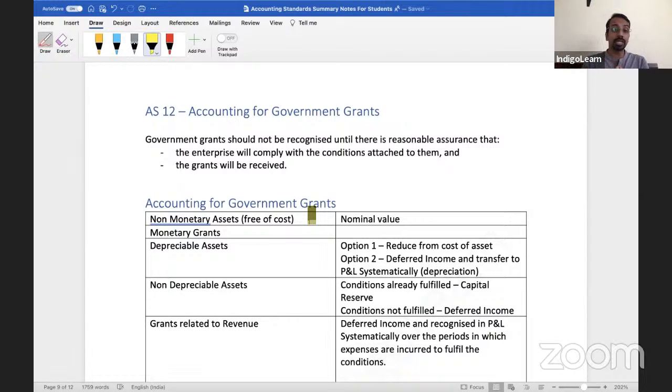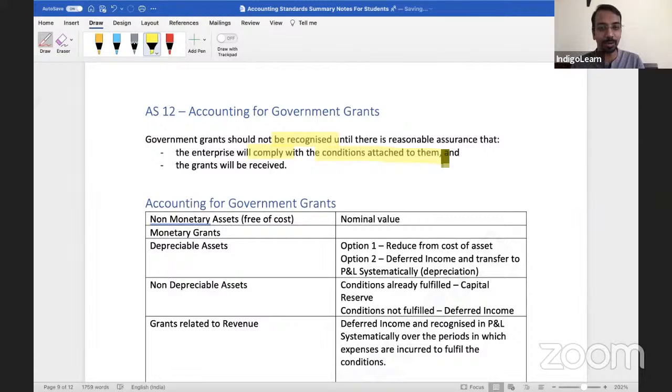Now, the key question dealt with by accounting standard 12, as far as accounting for government grants is concerned, is when should you recognize the government grant? Two things have to be satisfied. There has to be a reasonable assurance that the enterprise will comply with the conditions attached to the grant. See, nobody will give you a grant for free, right?